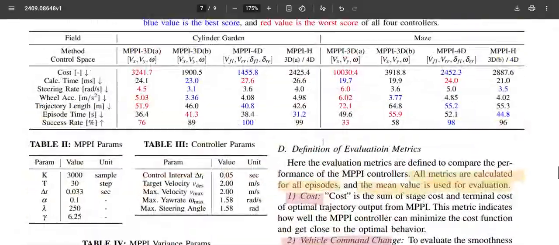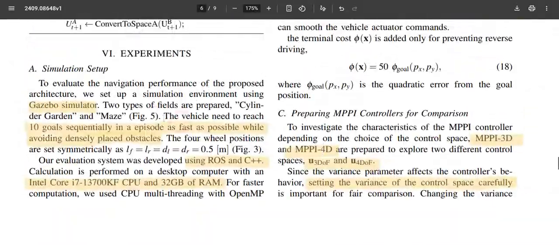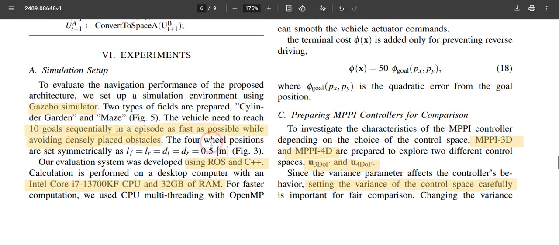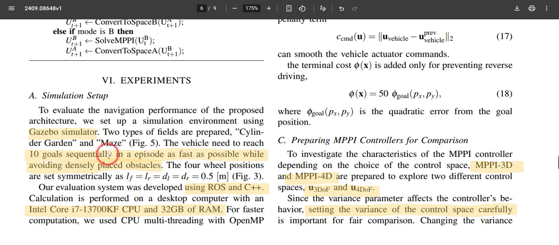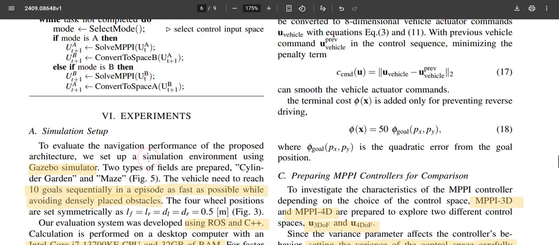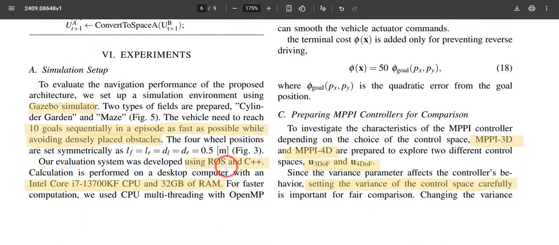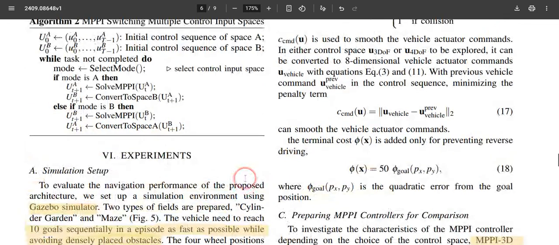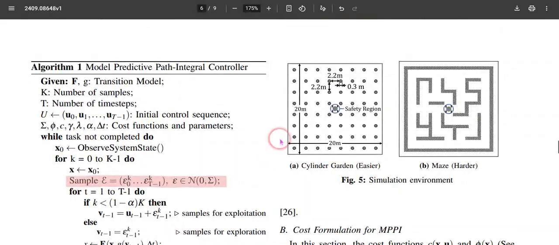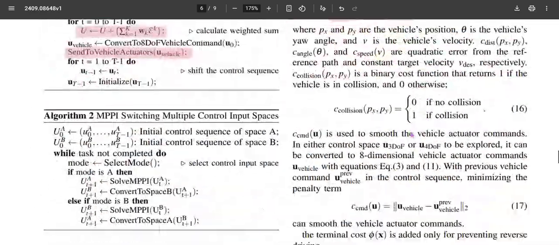Sorry, I have to mention the simulation environment is a Gazebo simulation environment, with both the cylindrical and the maze, and we have 10 goals sequentially arranged. This used a ROS and C++ environment with an i7 processor. These are the 10 goals sequentially arranged, switching from one environment to the other.